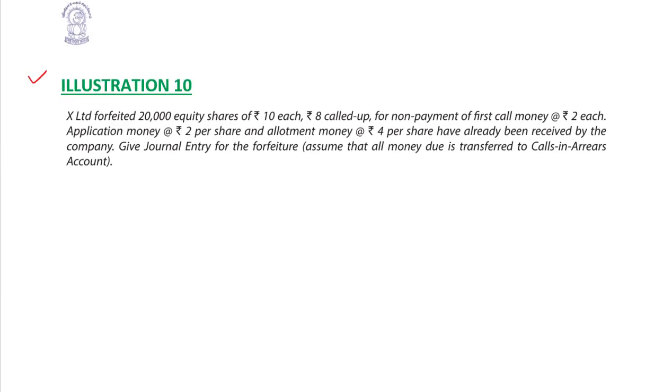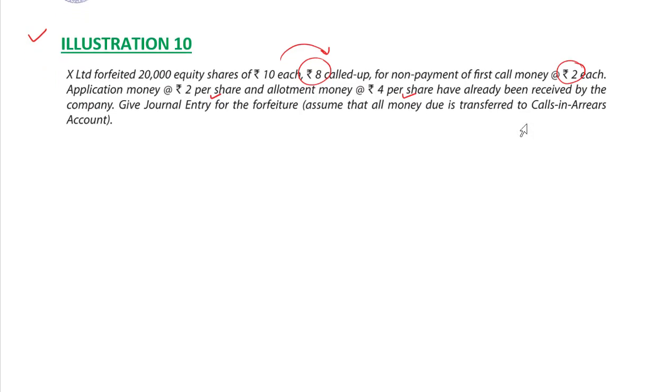Illustration 10. X Limited forfeited 20,000 shares of 10 each, 8 called up, for non-payment of first call money, that is 2 per share. Application money 2 per share and allotment money 4 per share have already been received by the company. Give journal entries for the forfeiture. Assume that all money due is transferred to calls in arrears account. Okay, so we specifically need not open an account known as first call money. So we'll open calls in arrear account.